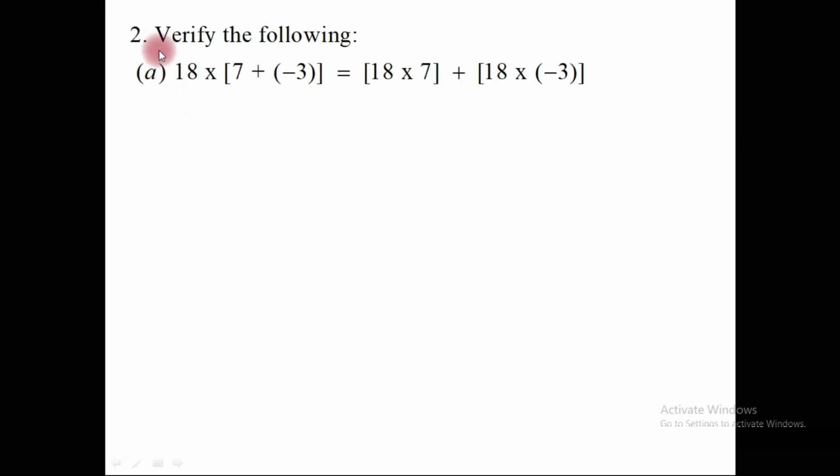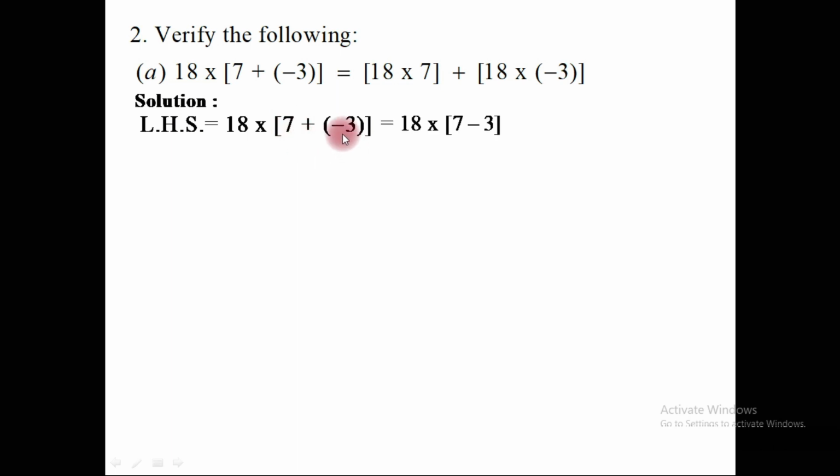Question number 2. Verify the following. Here we're going to verify whether the left hand side and the right hand side are equal or not. First, let us find the value of the left hand side. 18 multiplied with the sum of 7 and minus 3. First, we will take the sum of 7 and minus 3.